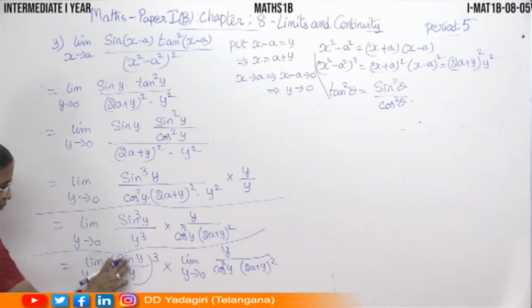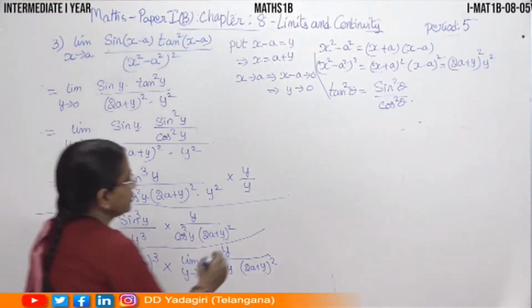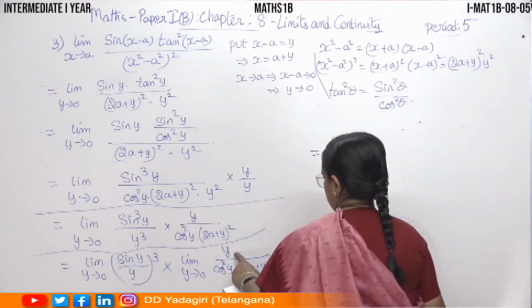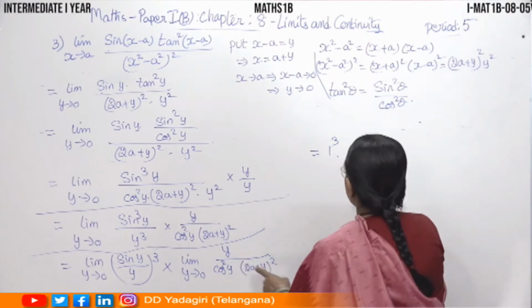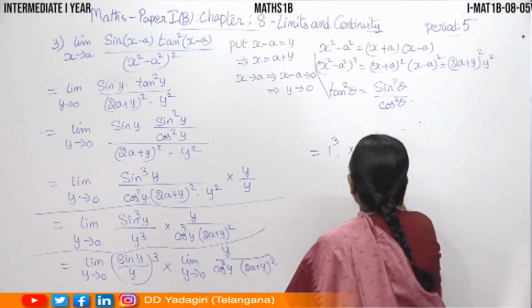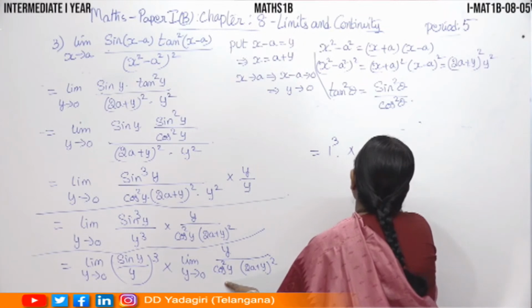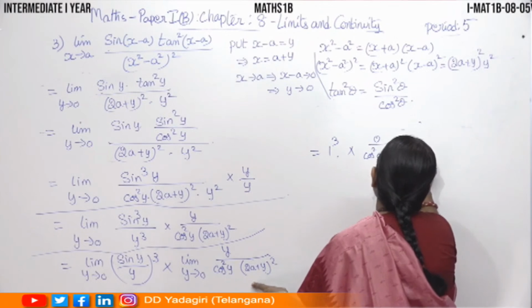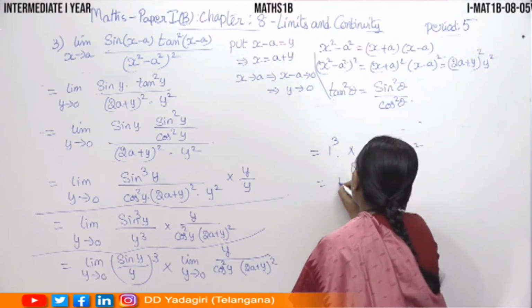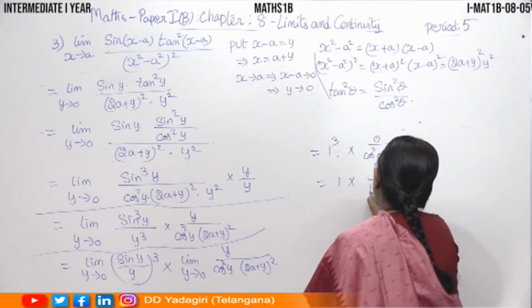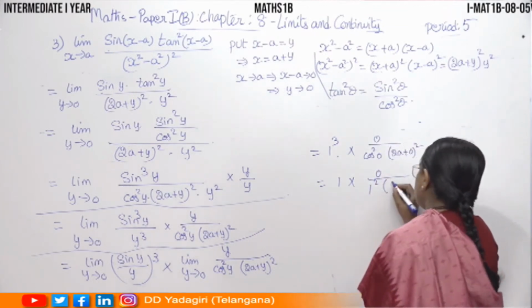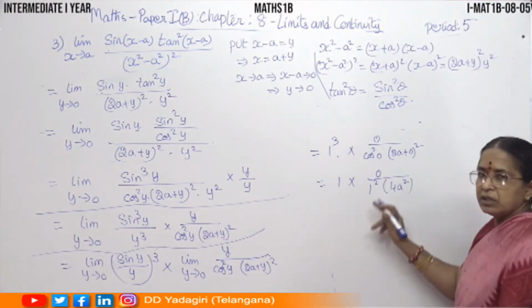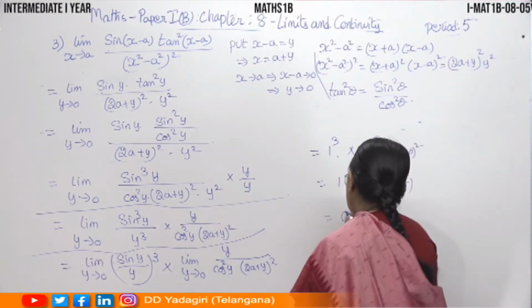Now you can see this limit is 1 cube. So it is equal to 1 cube into, now substitute y as 0. This is not indeterminate. It is 1 cube into 0 by cos² 0 into (2a + 0)². Cos 0 is 1, so 1 into 0 by 1² into (2a)², that is 4a². So the denominator is not 0, and 0 by any number is 0. So the answer is 0.